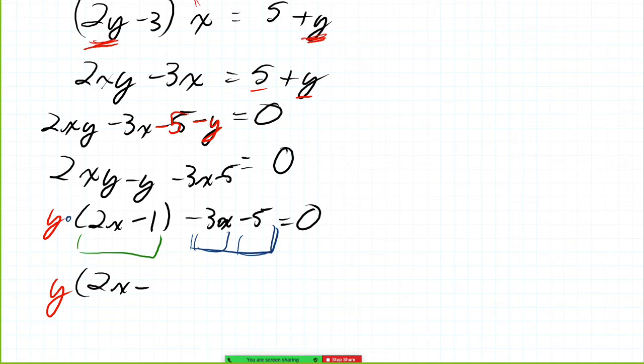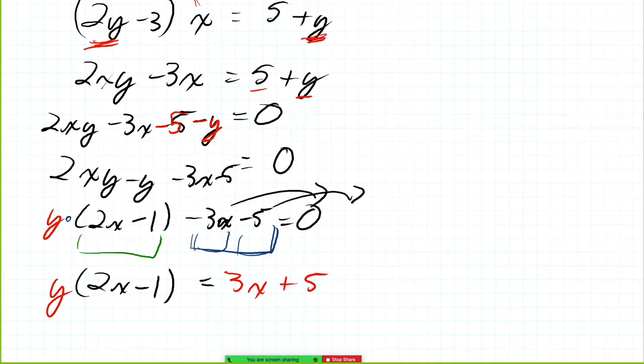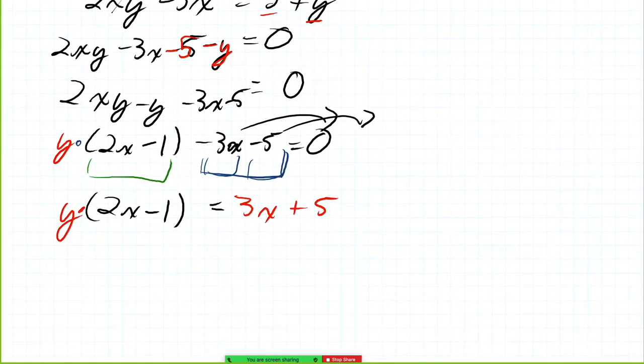We have 2x minus 1. We're going to move 3 over, or negative 3, and we're going to move negative 5. So when we do that, negative 3 will become 3x, and negative 5 will become positive 5. Now, since we have y multiplied by these values, we can divide both sides of the equation by 2x minus 1.